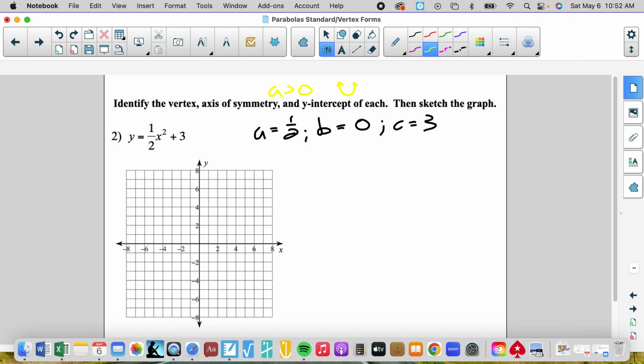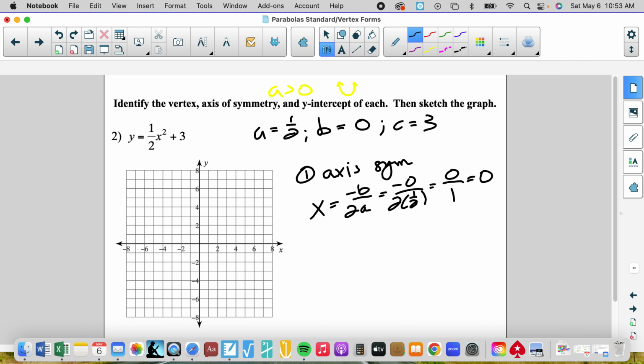Okay? It's in standard form, so we're going to find the axis of symmetry. And the axis of symmetry is the formula x equals the opposite of b over 2a, the opposite of 0 over 2 times a, which is 0 over 1, which equals 0. So my formula is x equals 0. Where is x equal to 0? Right on the y-axis. So my vertex is going to be on the y-axis.